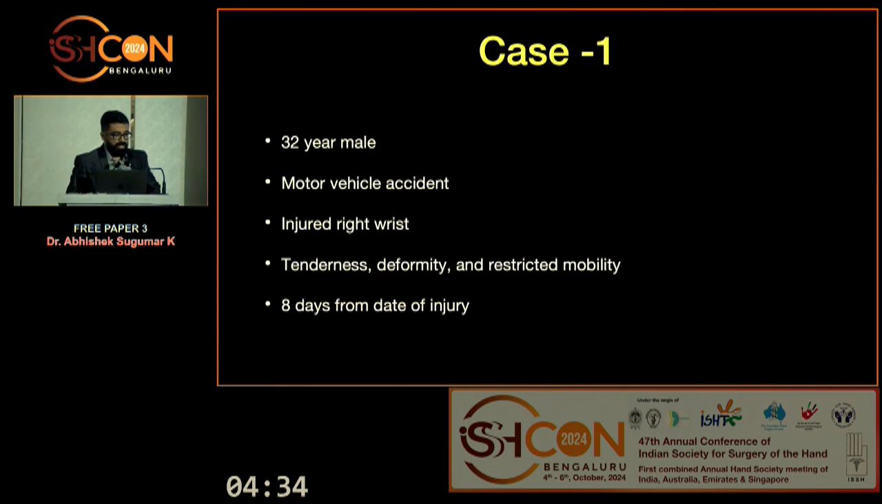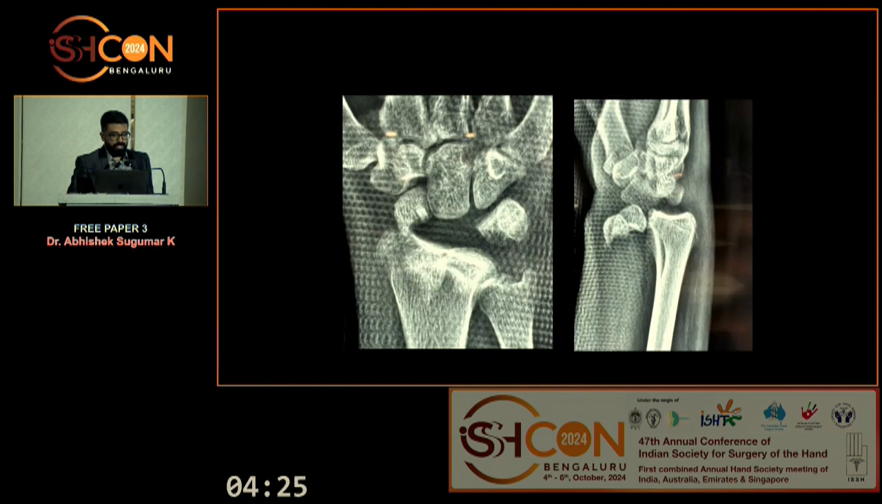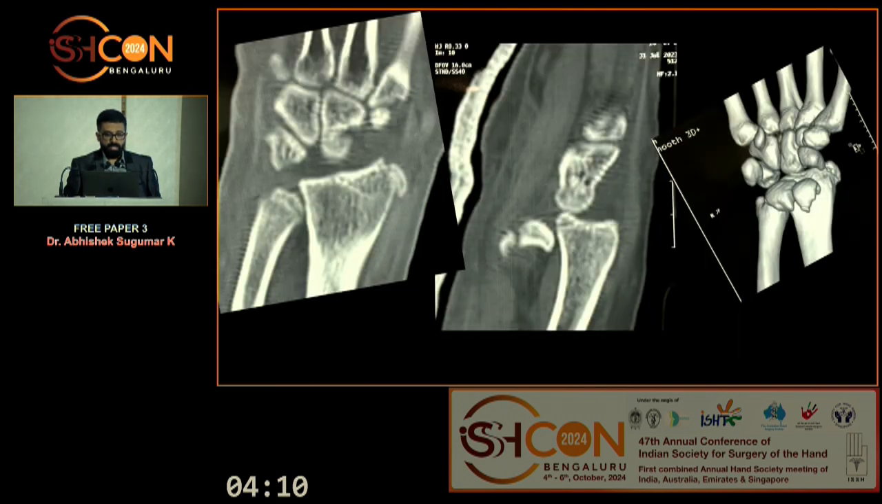Presenting the first case: a 32-year-old male who presented following a motor vehicle accident, with injury to the right wrist, presenting to us 8 days post-injury. This is the preoperative X-ray showing a transstyloid, transscaphoid perilunate dislocation. The lateral view shows the proximal pole of the scaphoid and the lunate displaced volarly. This is the CT, providing more information about the injury pattern.